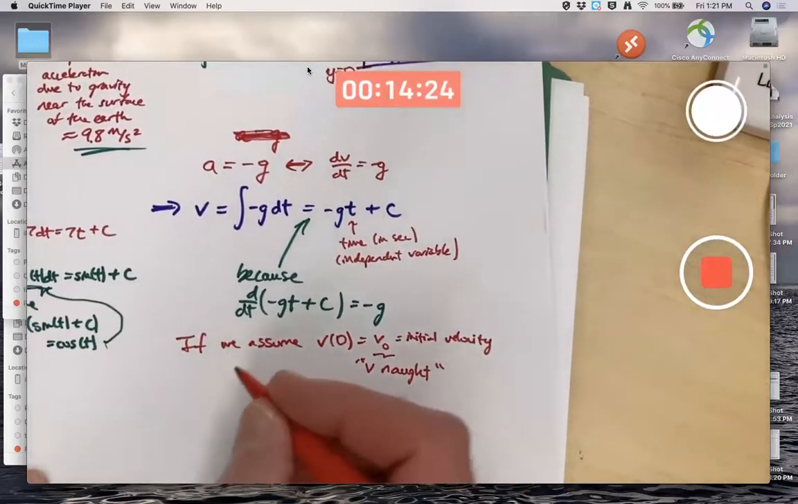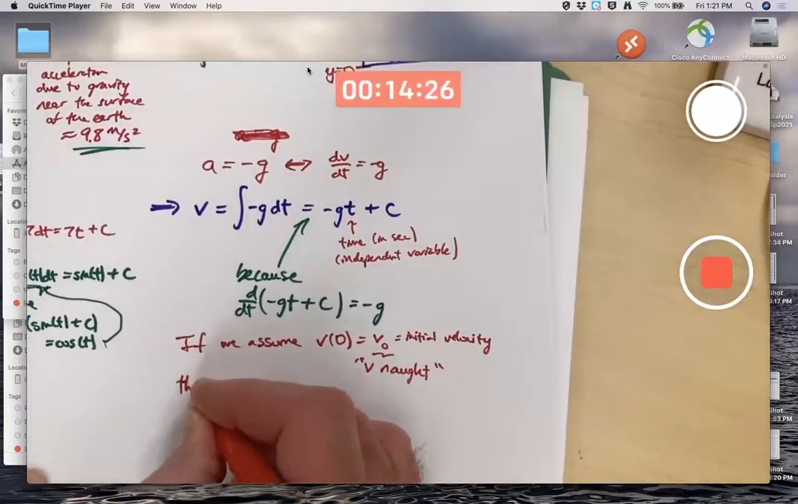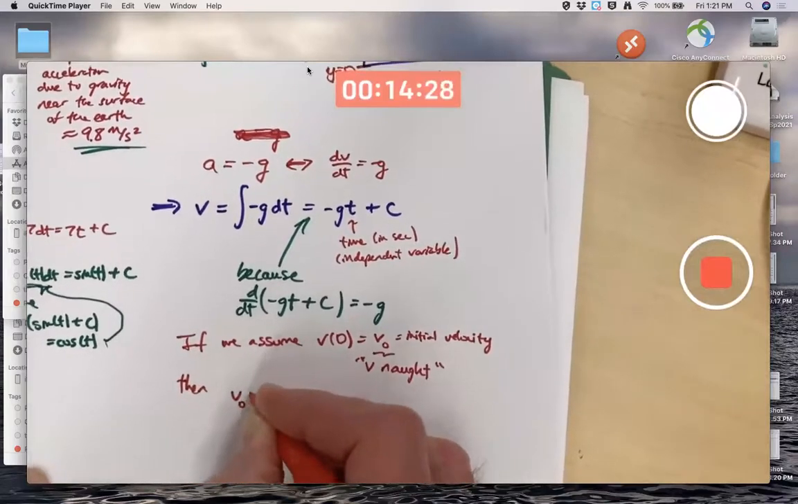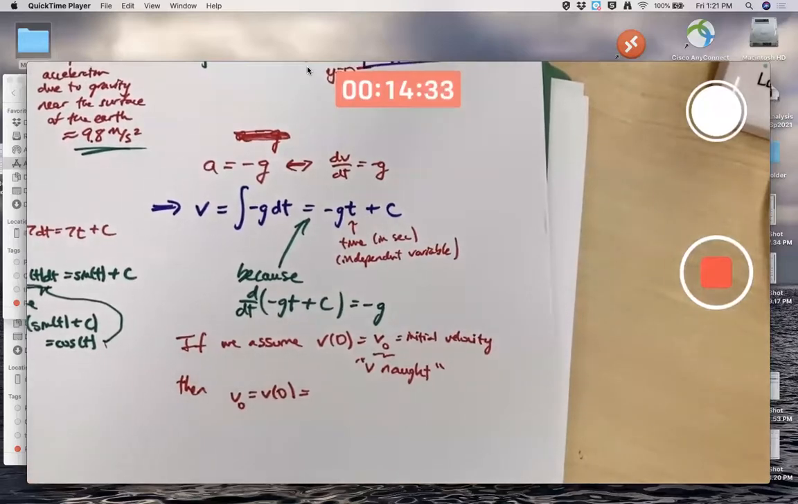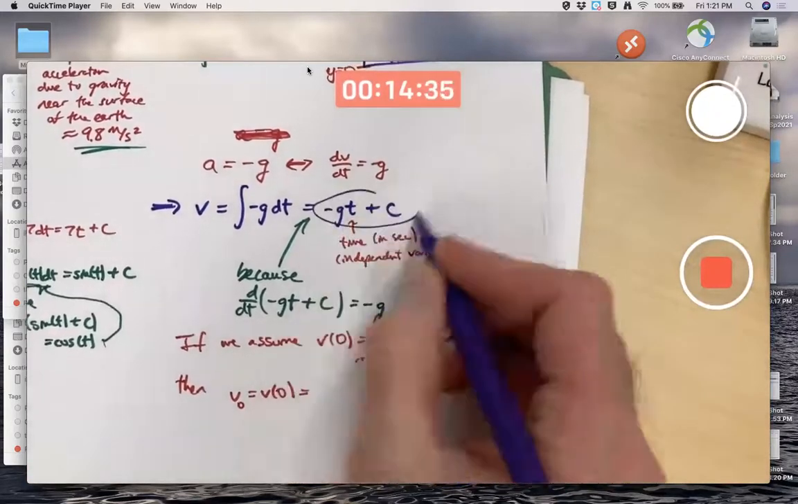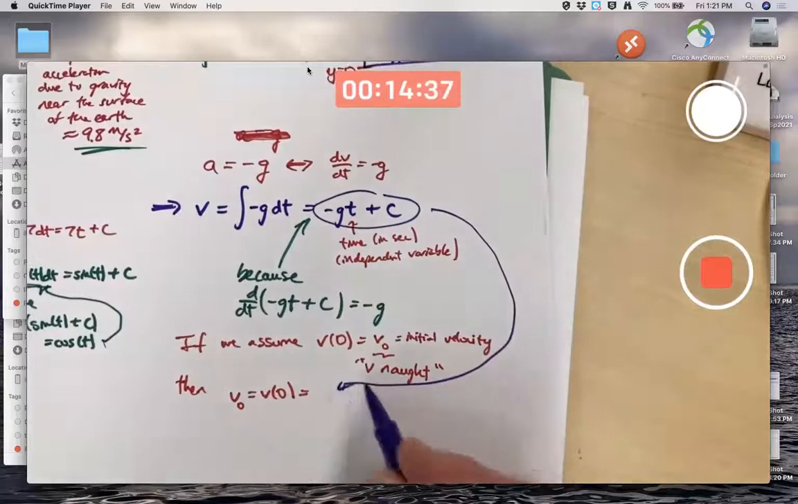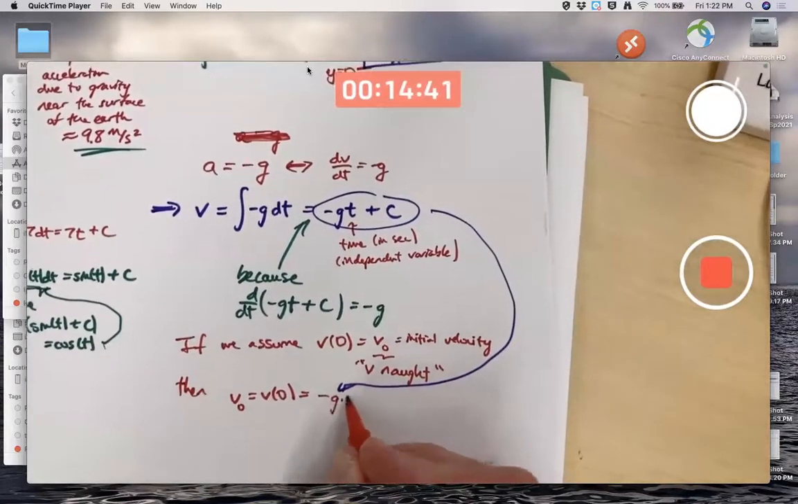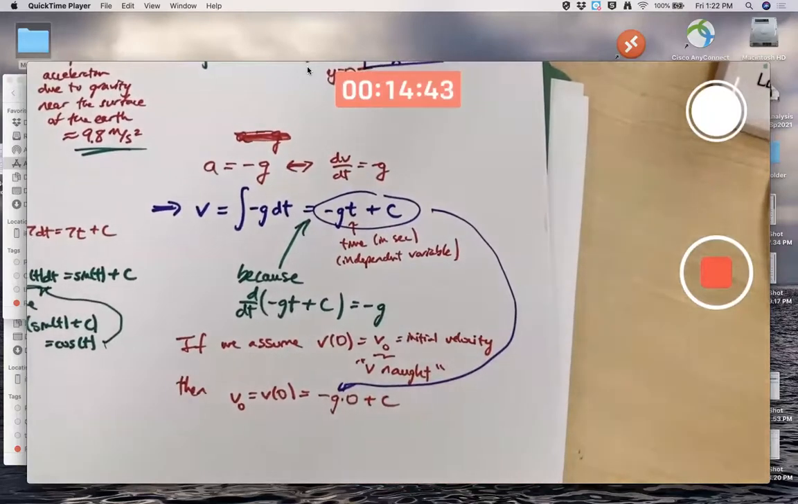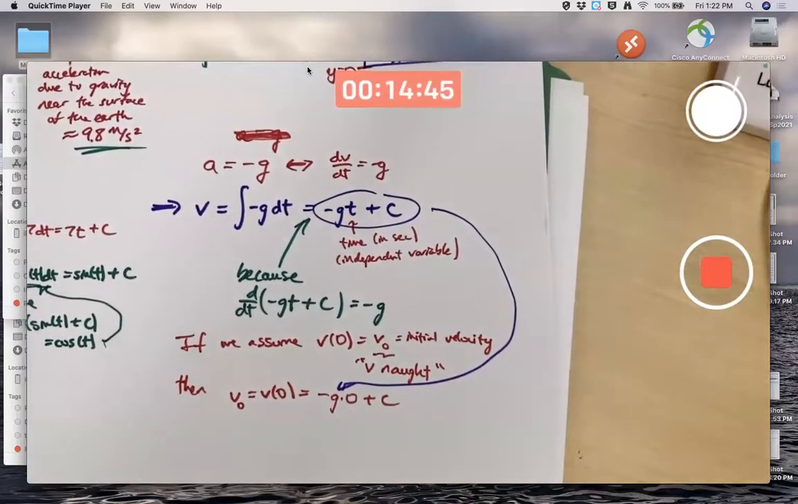That C cannot be anything. Then I can solve for C in terms of V naught. I can go back up here to this function and replace t with 0. Get negative g times 0 plus C.